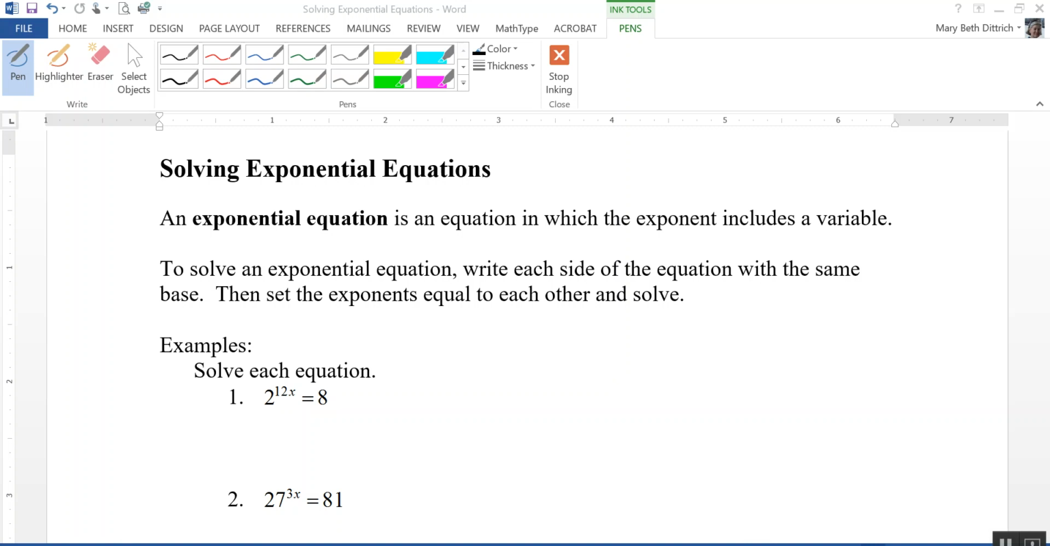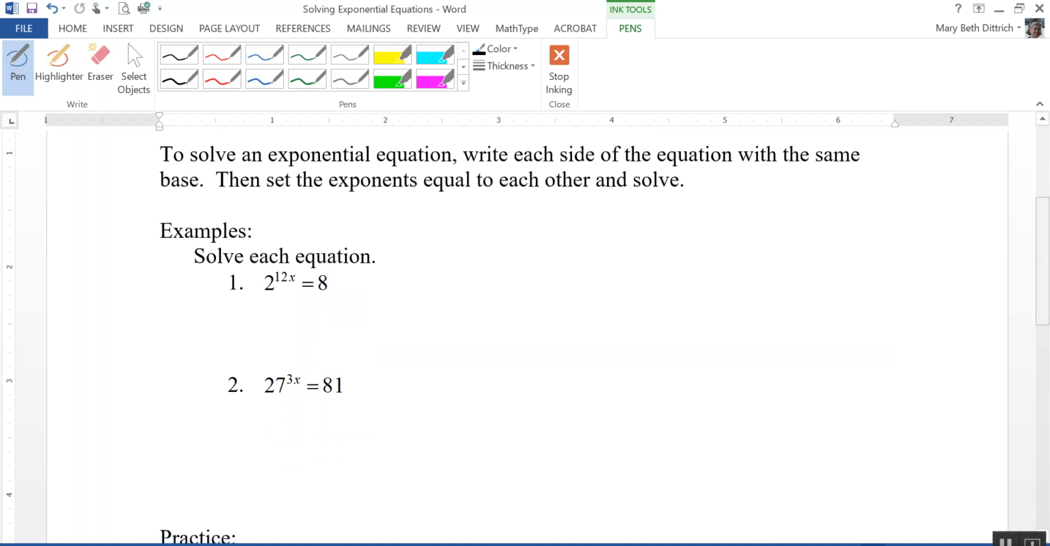This video is on solving exponential equations. An exponential equation is an equation in which the exponent includes a variable. To solve an exponential equation, we want to write each side of the equation with the same base. When the bases are the same, then we can pull the exponents off, set them equal to each other, and solve the equation. Here's a couple examples.